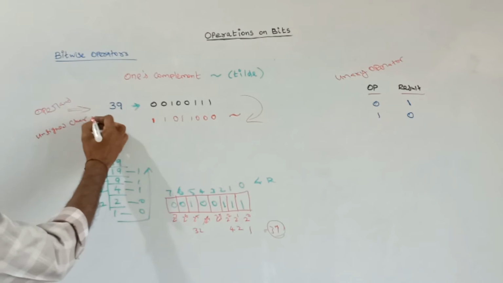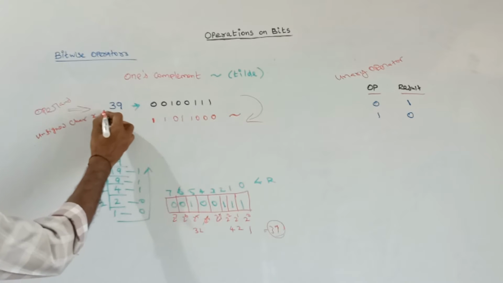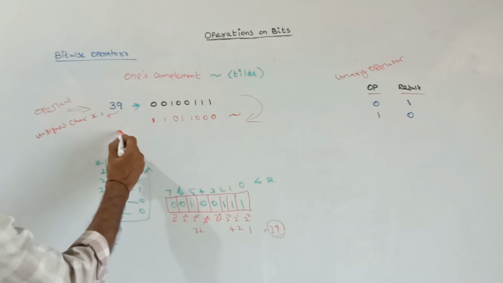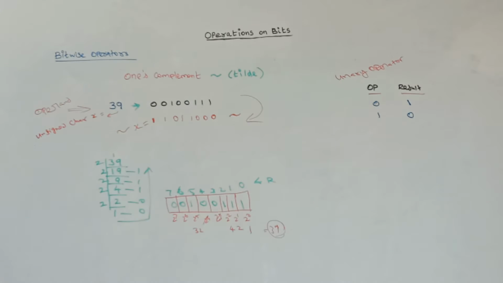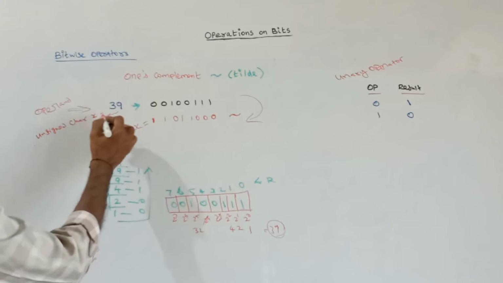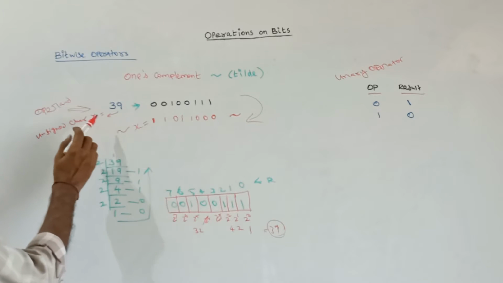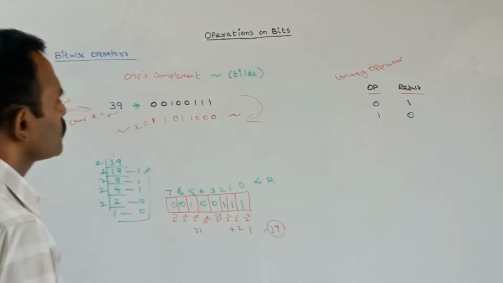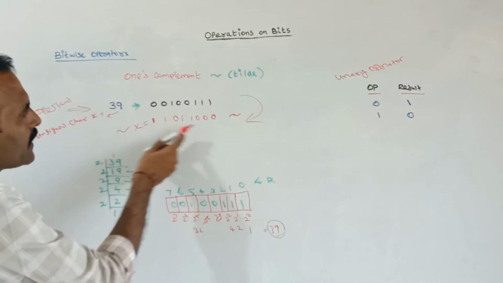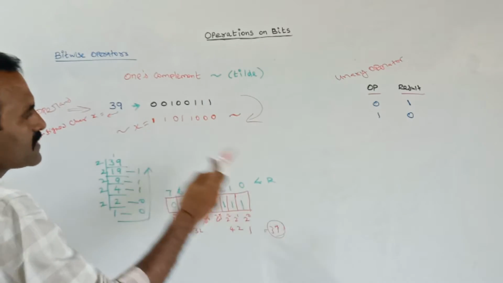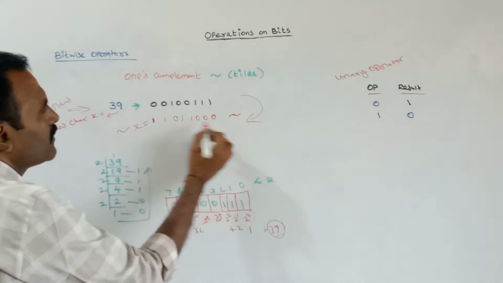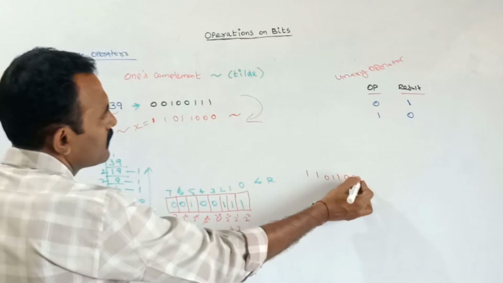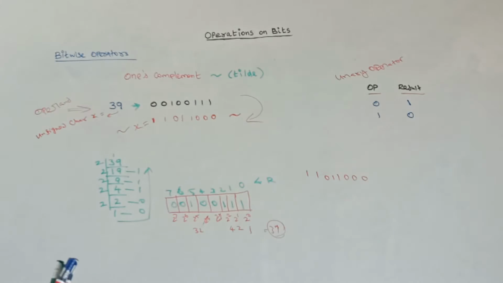Suppose we declare unsigned character x, and in this x we store the value 39. Now if I invert this x, the result will be the inversion of x. Suppose the x value is 39, the inversion of x is this, and the result will be displayed. Now let us convert this binary to a decimal value. What is this binary value? This ones complement value is 1 1 0 1 1, then 3 zeros.